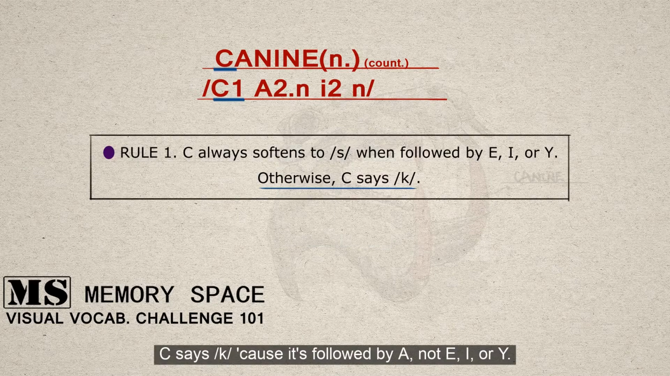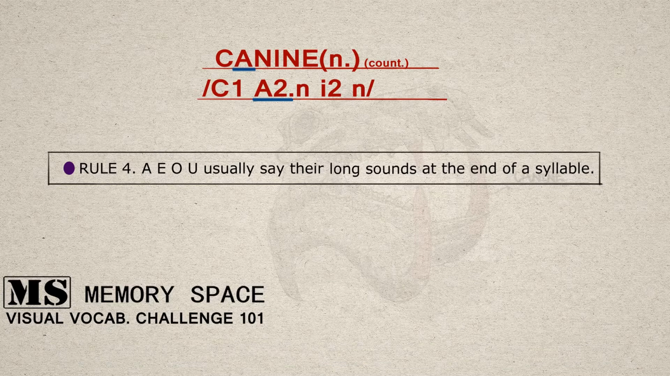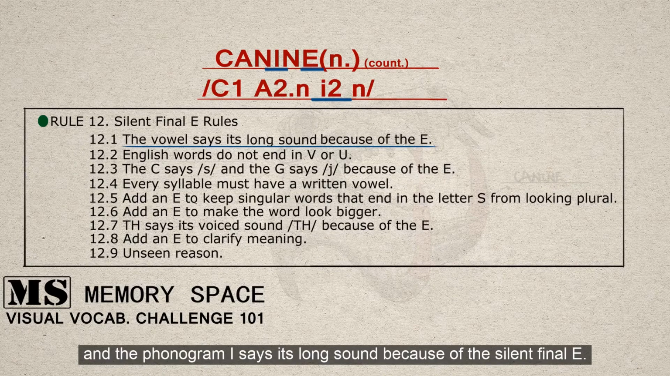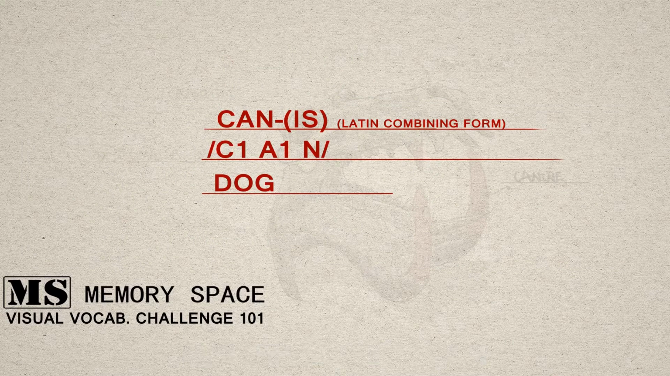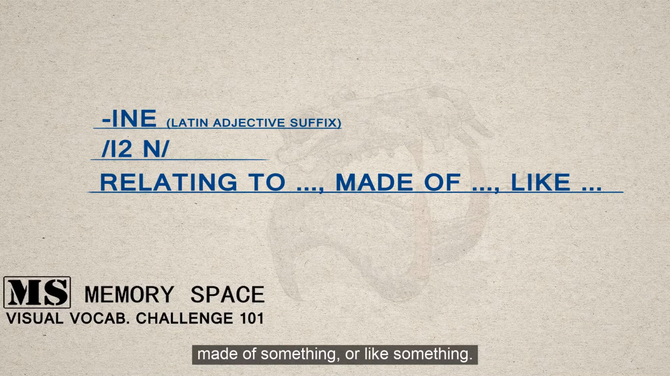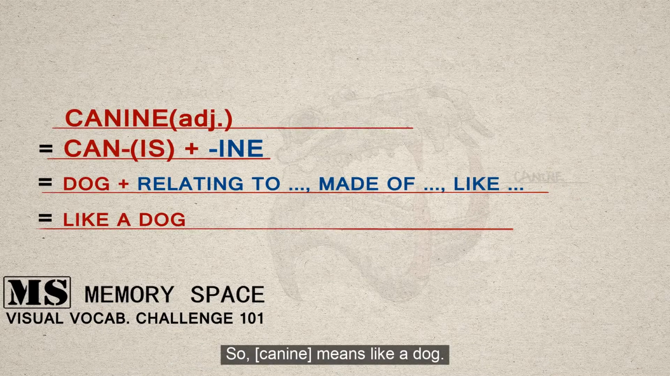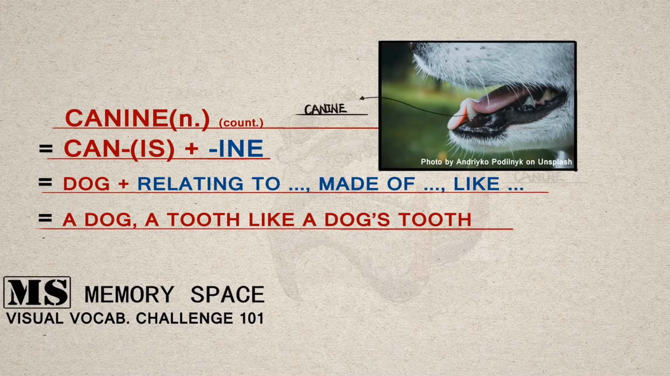C says k because it's followed by a, not e, i, or y. The phonogram a says its long sound because it's at the end of a syllable. And the phonogram i says its long sound because of a silent final e. Can is a combining form meaning dog. Ine is an adjective suffix meaning related to something, made of something, or like something. So canine means like a dog. It could also be used as a noun, meaning a dog or a tooth like a dog's tooth.